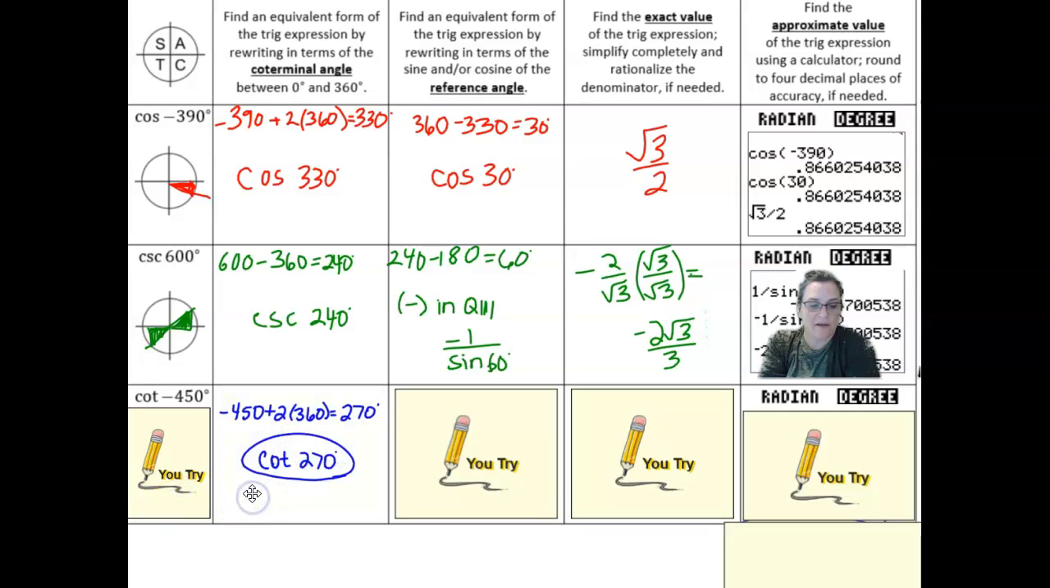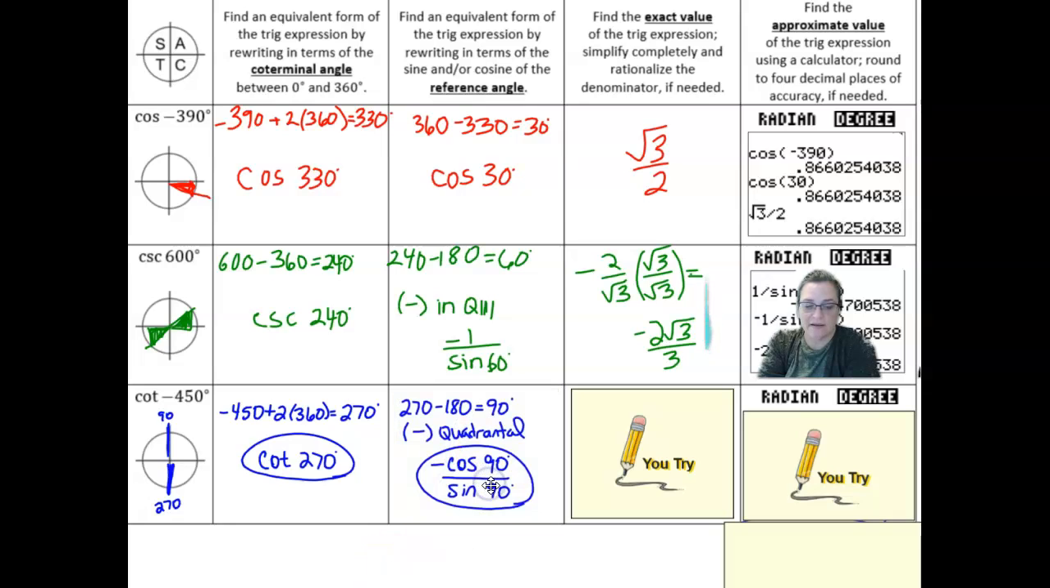So if we add 2 laps around the circle, that's +2 times 360, to find a positive coterminal angle of 270. So the cotangent of -450 is equivalent to the cotangent of 270. And when we look at that, it's a quadrantal angle along the negative y-axis. Then in terms of our sines and cosines, the reference angle is always in the first quadrant, 0 to 90 degrees. So the reference for 270 would be 90.